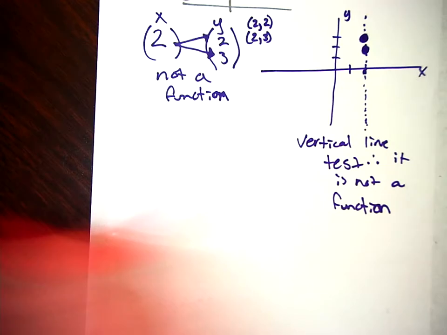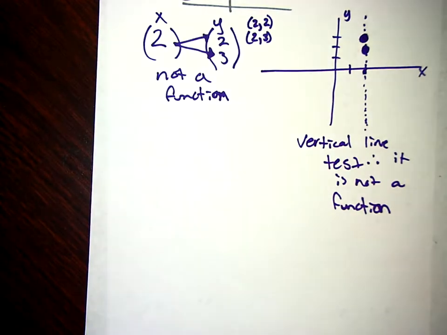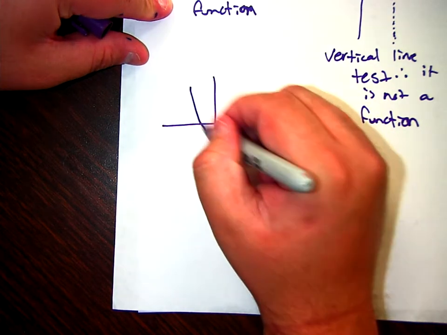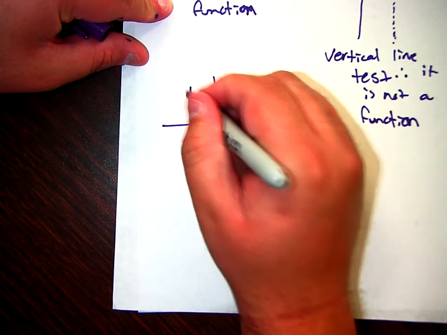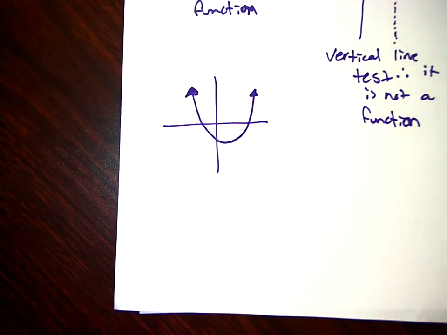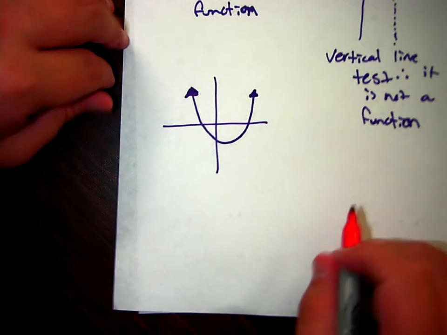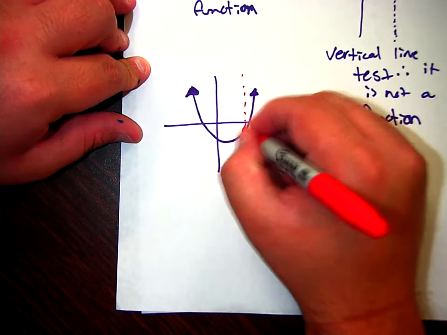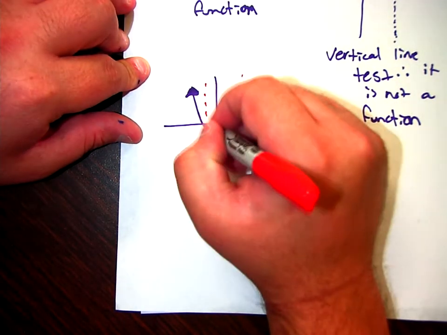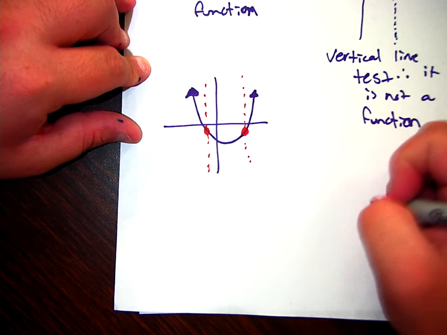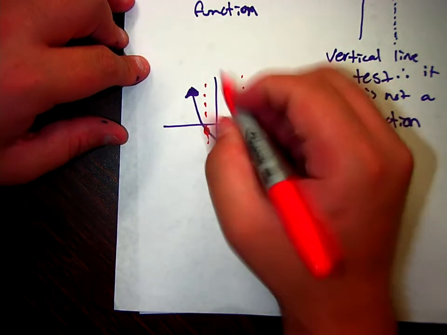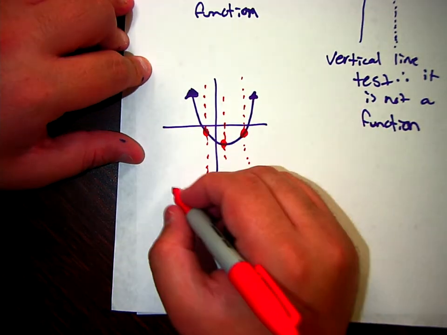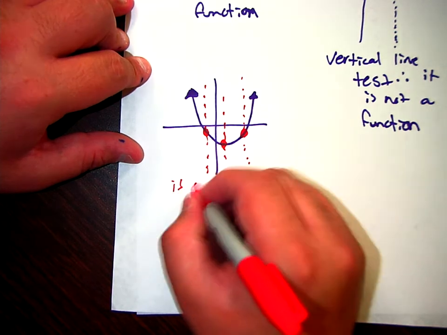Let's take, what if we look at, I'm just going to draw some random graphs and we'll look at those. Okay, what if we look at this guy? Is this guy a function? Well, if I draw a vertical line anywhere on this thing, and it only touches in one spot, then yes, it is a function. Okay, right here, same thing. It only touches in one spot. So, this one is a function.